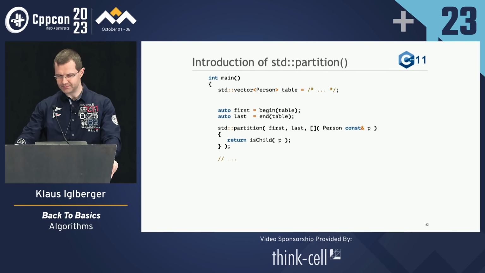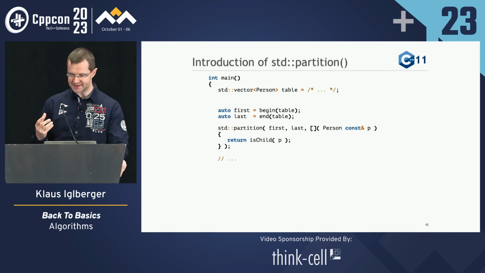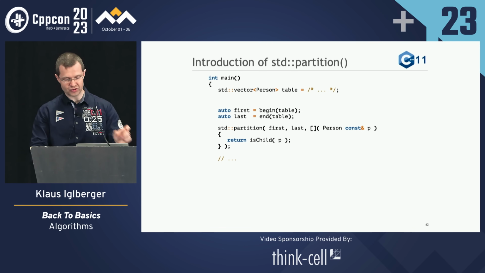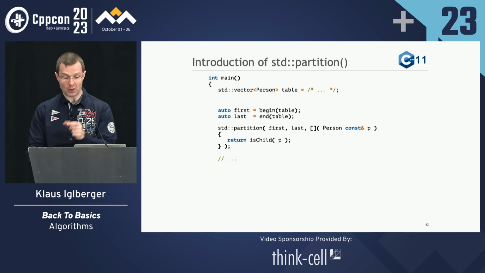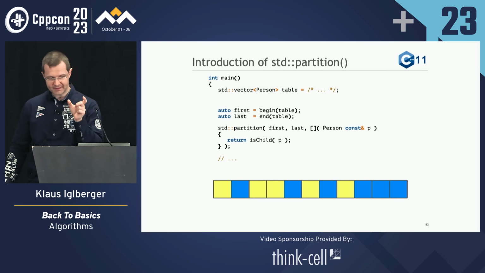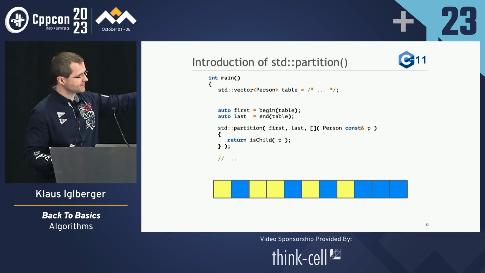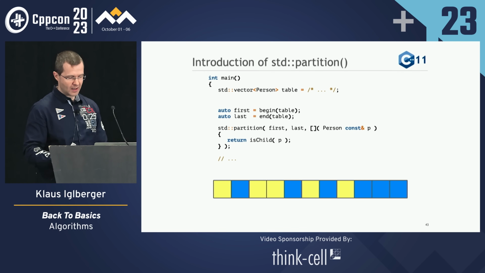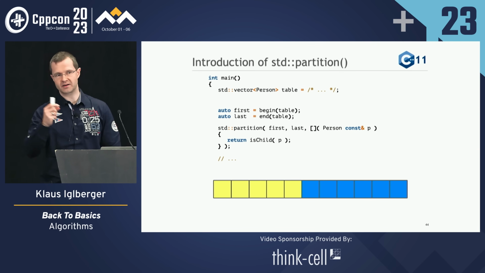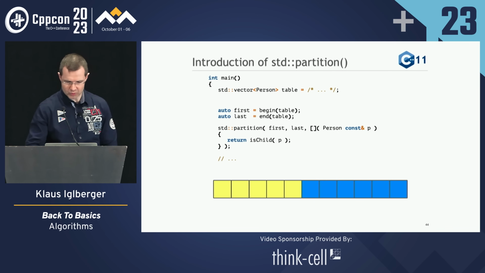From first to last, again, and then we pass a lambda that just tells the partition algorithm what we consider to be the interesting kind of person. So we are looking for children. So partition takes a look at all the elements, and all the elements that adhere to this given predicate, or isChild lambda, are put to the front, and all the other elements are just put to the back. Very simple. So it's not a sort or anything. This is what we call a partition.